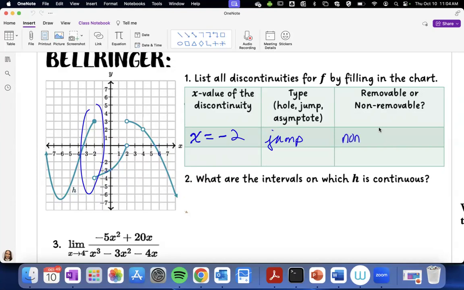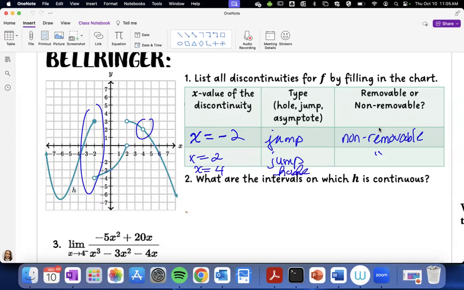Non-removable for jumps. Okay. And then how about x equals 2? Jump. And again, non-removable. I'm going to use the quotes to bring it down. Is there anything else? Yeah, x equals 4. And is that a hole, jump, or asymptote? Hole. Is it removable or not?